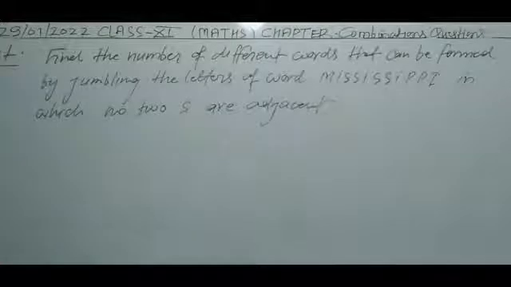See, this is the question. We have to find the total number of different words that can be formed from the letters of the word Mississippi in which no two S are adjacent. So how can we solve this? See the solution.